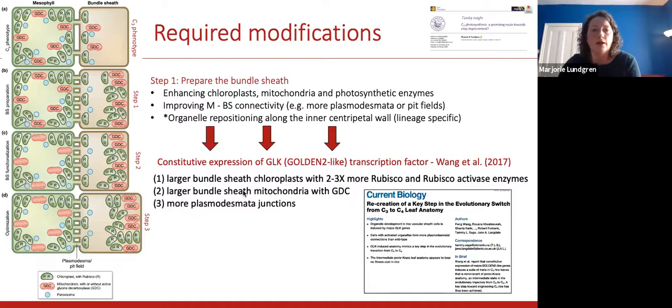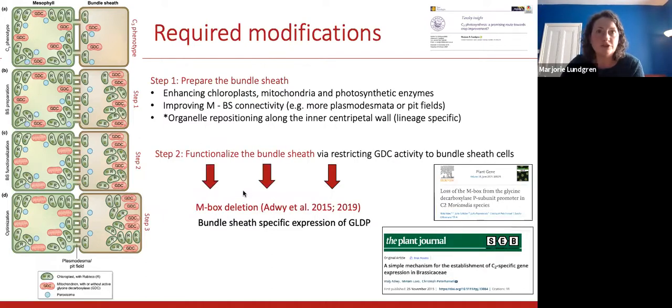Okay. So what's the second step? After we prepare the bundle sheath, we actually need to functionalize the bundle sheath. And what I mean by that is we need to restrict GDC to the bundle sheath. It's one thing to have GDC present in the bundle sheath, but if it's also present in the mesophyll, you're never going to run the glycine shuttle. You need GDC to not be functional in the mesophyll in order to get glycine accumulating and cause the shuttle over to the bundle sheath.